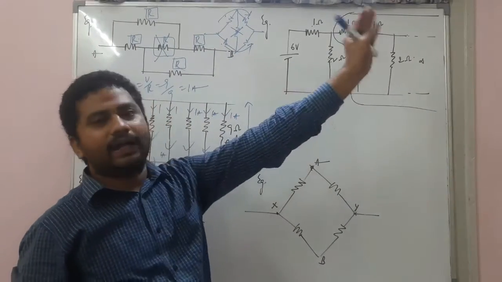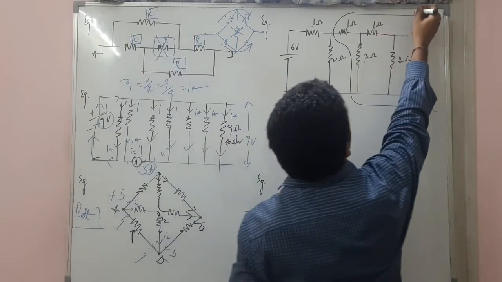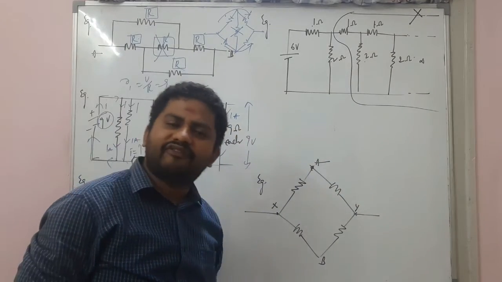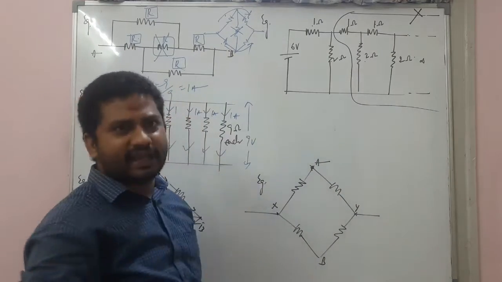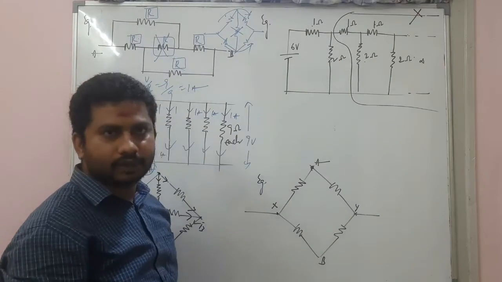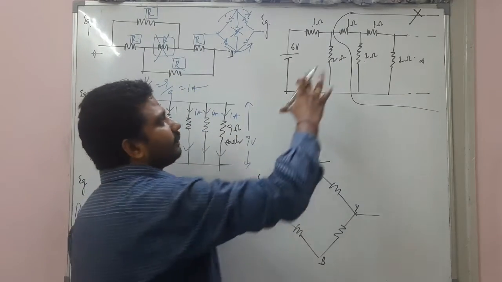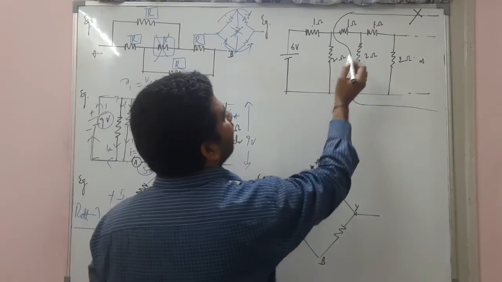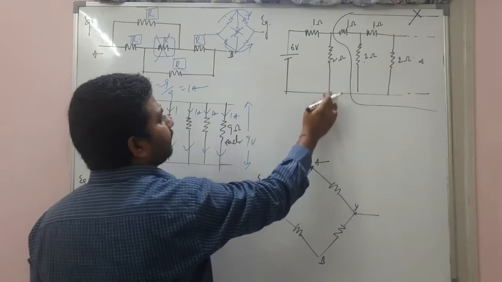This repeating part, effective resistance, I'm just naming it as X. Understand? So that repeating part, resistance, I'm just naming it as X. Look at this carefully. Simple.